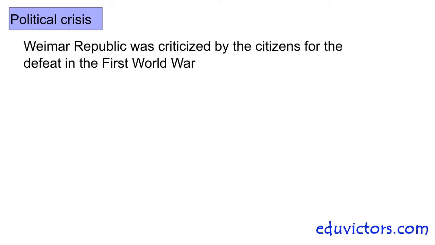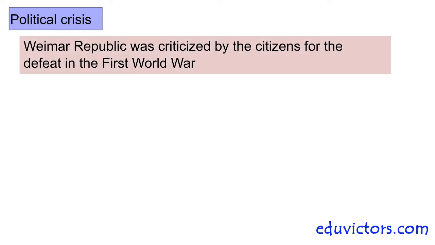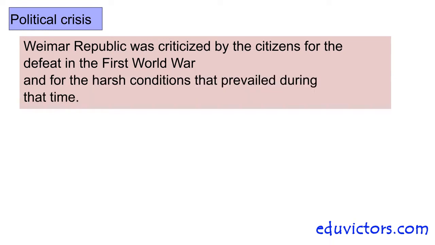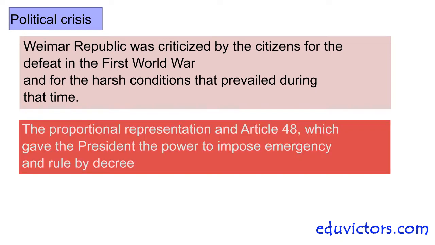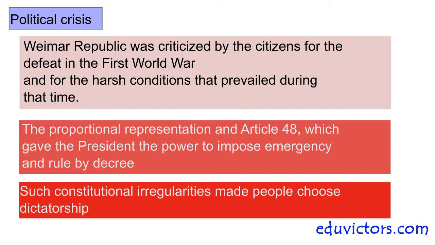Political crisis. The Weimar Republic was criticized by the citizens for the defeat in the First World War and for the harsh conditions that prevailed during that time. The proportional representation and Article 48, which gave the president the power to impose emergency and rule by decree, such constitutional irregularities made people choose dictatorship.